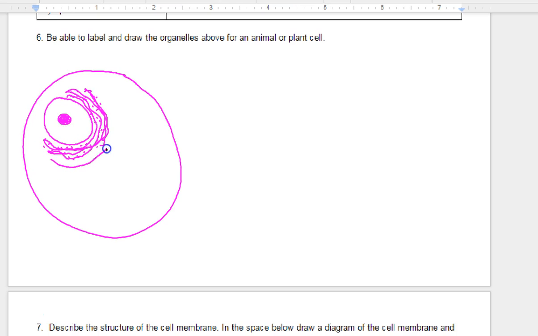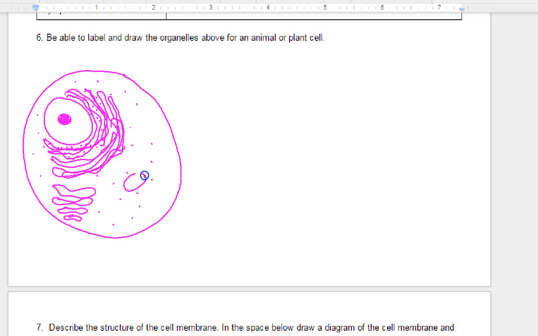Typically our smooth ER is out here. Okay, not going to have any dots. Might be smaller than that, depends on the type of cell. Our liver cells are going to have lots of smooth ER because that's where a lot of our blood is filtered and a lot of the toxins go. So we have our smooth ER, and then your Golgi apparatus is going to be like little sacks stacked on top of each other. No dots on those either, no ribosomes. And the ribosomes will be throughout the cytoplasm.